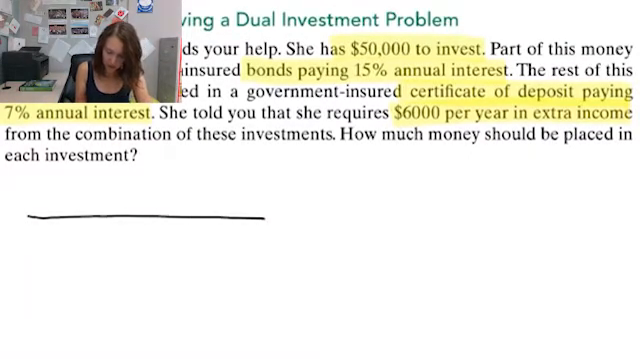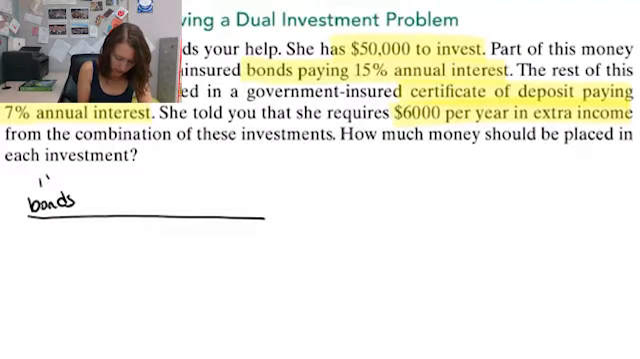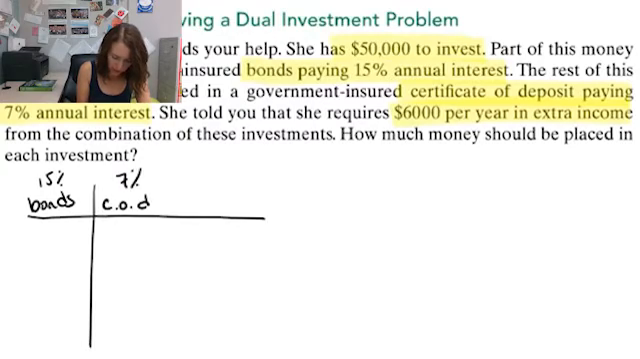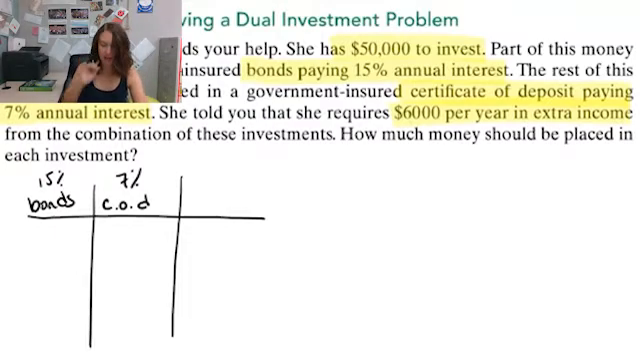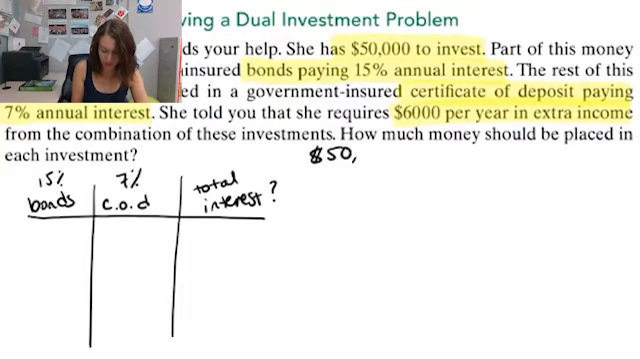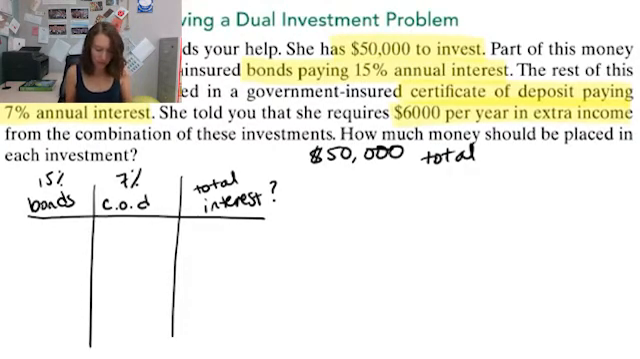We have two different types of accounts. We have the bonds, which is 15% interest, and we have the certificates of deposit, which is 7% annual interest. And then we want to end up with $6,000 per year out of the interest from those accounts. So I want to know what the total interest is going to be. Now remember, Granny has $50,000 to spend total. So let's start by playing around with these numbers and see what happens.